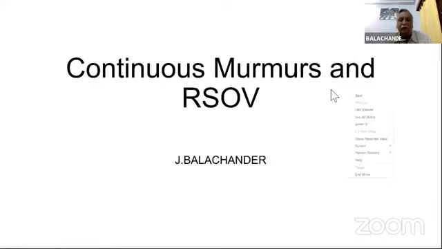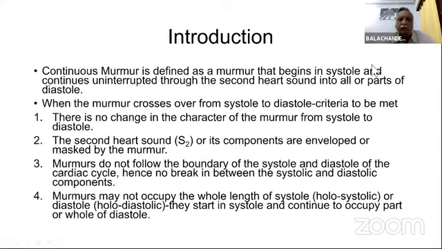Next slide. So what are continuous murmurs? They are defined as a murmur. This definition they will ask at the beginning of any continuous murmur case. This is a murmur which begins in systole and continues uninterrupted through the second heart sound to all or part of diastole. It is very important to stress the words all or part of diastole, because continuous murmurs will not occupy the whole thing.